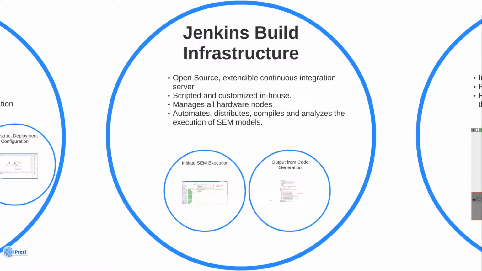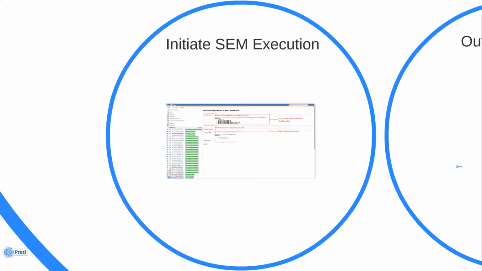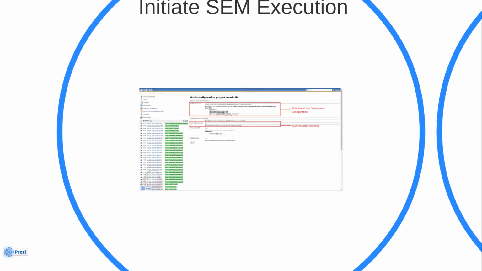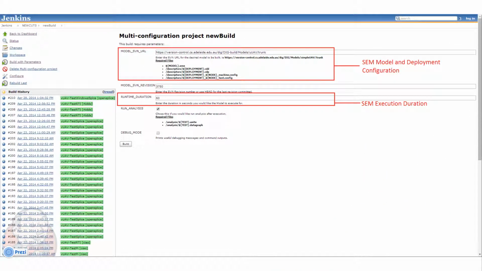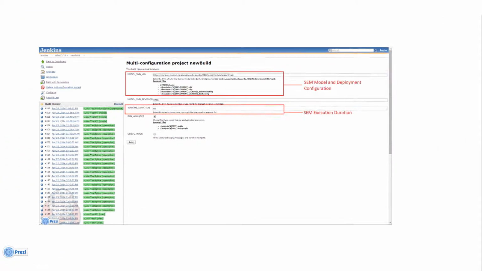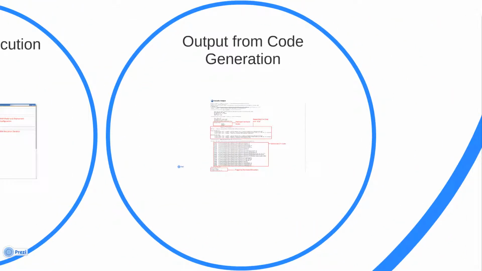We use Jenkins as our continuous integration server to streamline the execution of the SEM. Jenkins has been configured and scripted to manage the nodes in the hardware testbed. It controls the distribution, compilation, and analysis of the execution of the SEM. It is a framework which provides robust executions and repeatability. The system expert executes the build job with the SEM and deployment configuration under version control used as a parameter. The user is also able to choose how long the SEM will execute for.